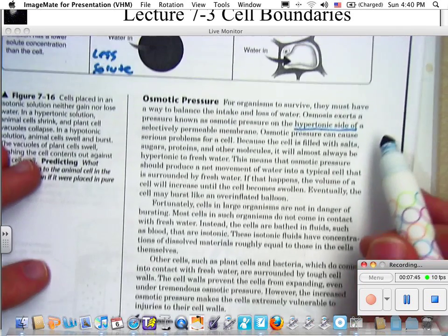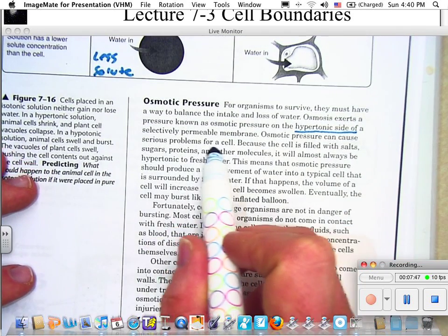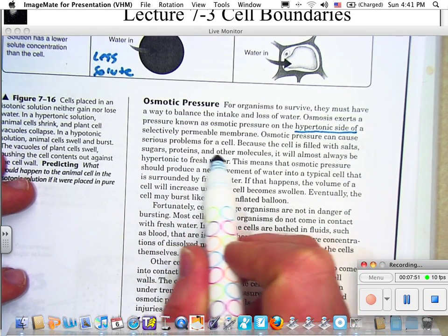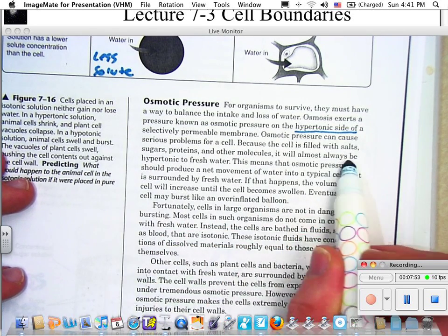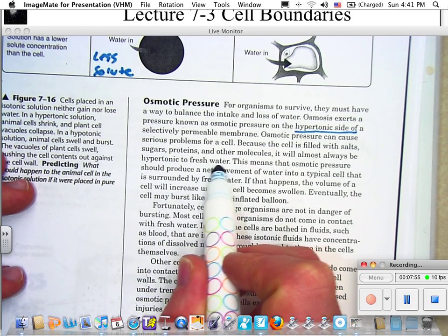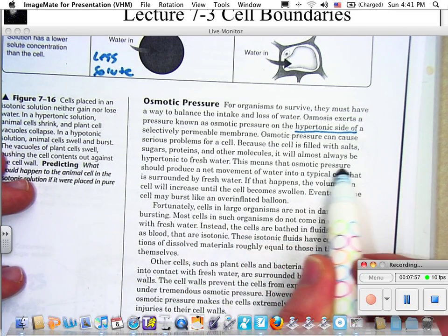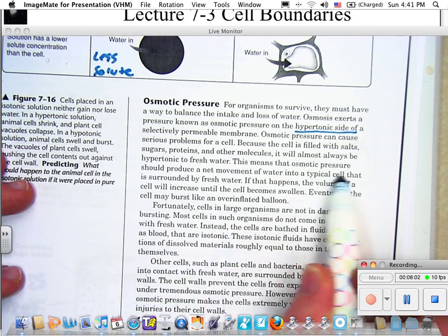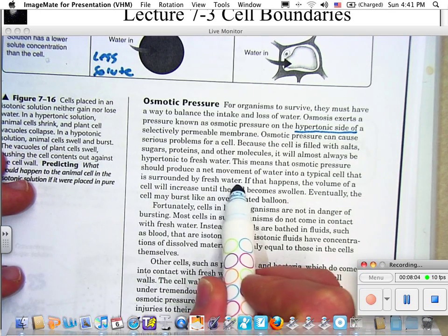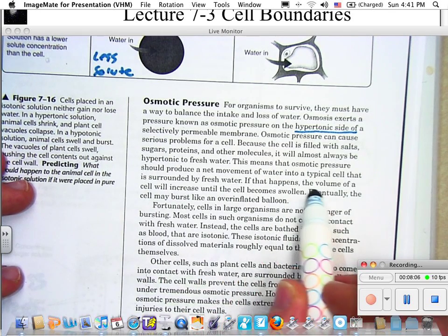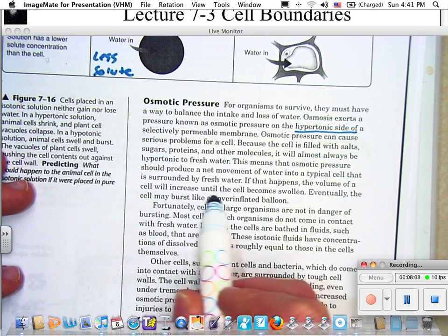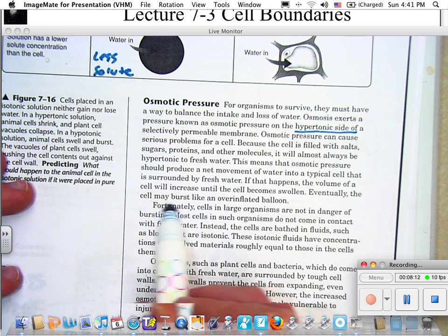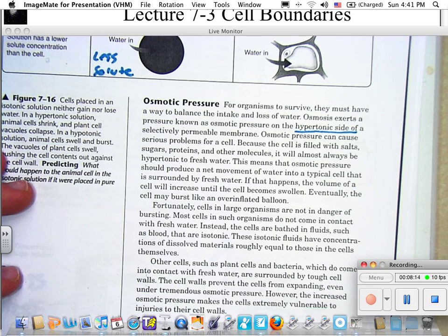Osmotic pressure can cause serious problems for a cell. Because the cell is filled with salts, sugars, proteins, and other molecules, it will almost always be hypertonic to fresh water. This means that osmotic pressure should produce a net movement of water into a typical cell that is surrounded by fresh water. If that happens, the volume of a cell will increase until the cell becomes swollen. Eventually, the cell may burst like an overinflated balloon.